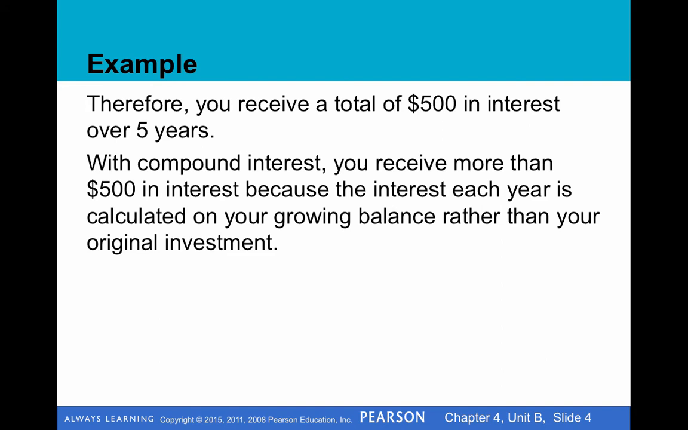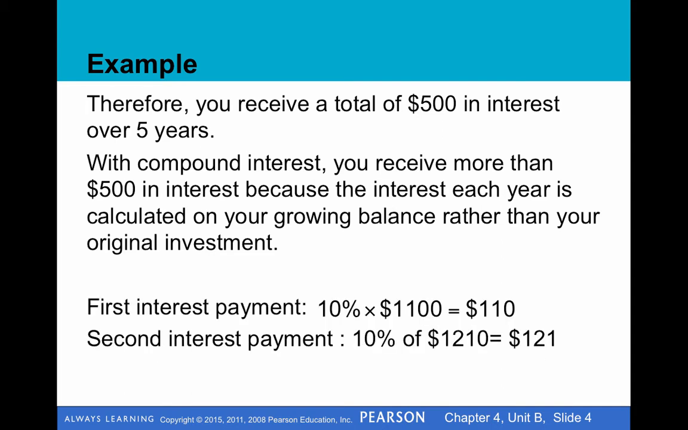With compound interest, you receive more than $500 in interest because the interest each year is calculated on your growing balance rather than your original investment. So let's look at that. The first interest payment is still 10% of 1,000, which is 100. The second interest payment is 10% of that 1,100, because you got 100 in interest the first year, and then we're taking 10% of that now 1,100, which is 110.